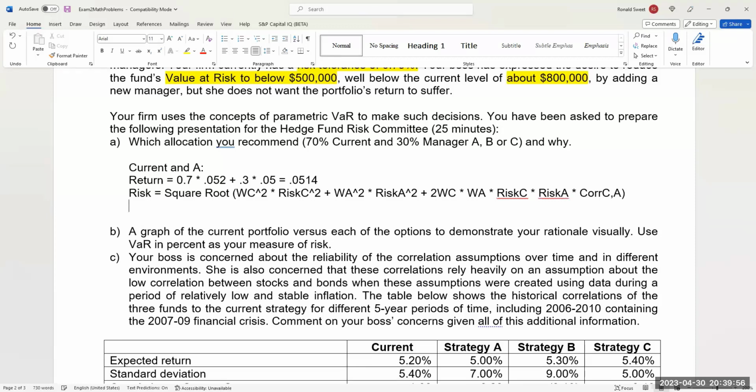I'll type out the first one. I'm not going to do all of them. When you type it out, you get the square root of 0.7 times 0.7 times the risk of current, which is 0.054 times 0.054, plus 0.3 times 0.3 times A, which is 7%, 0.07 times 0.07, plus 2 times 0.7 times 0.3 times 0.054 times 0.07 times 0.5. You take the square root of all of that, and you should get 0.4677. Practice it on your calculators. Make sure you have it down.